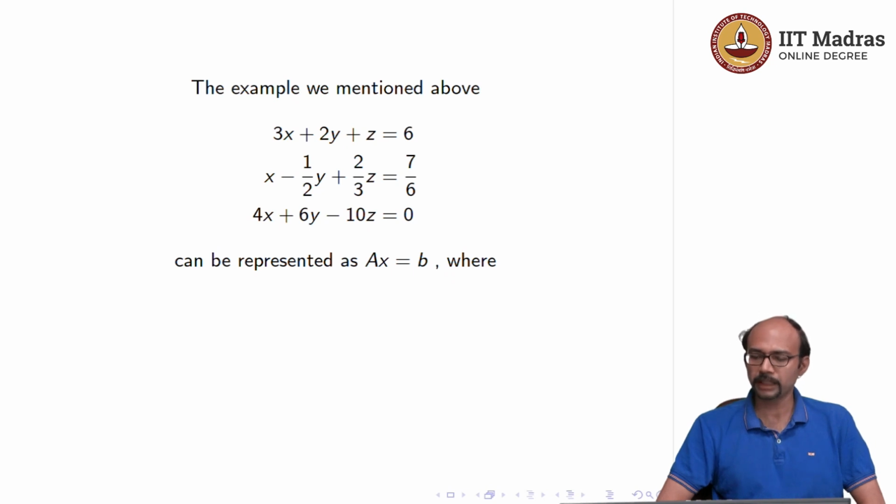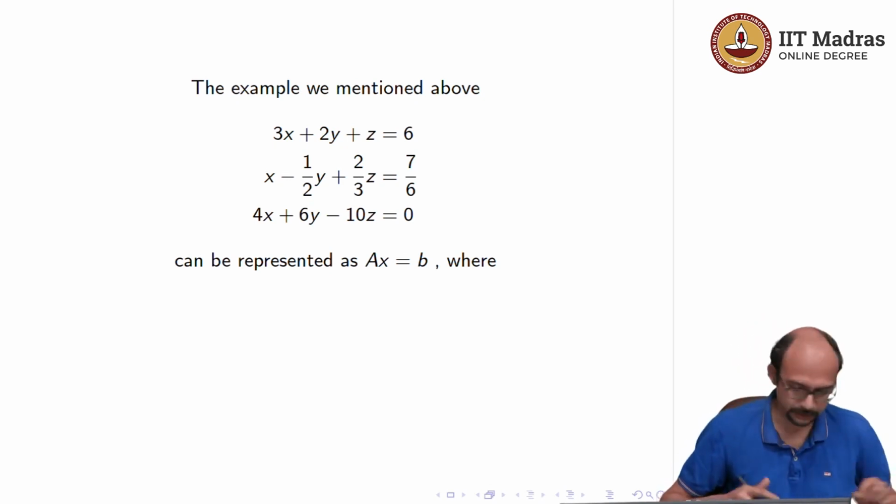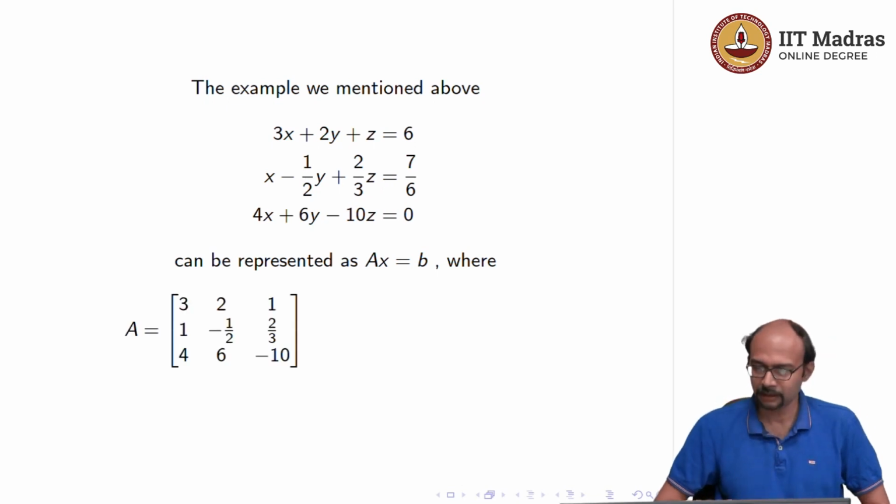So let's look at this example that we had before. 3x plus 2y plus z is 6, x minus half y plus 2/3 z is 7, 4x plus 6y minus 10z is 0. So how do we represent this in terms of matrices? This is the coefficient matrix. We collect together all the coefficients and put them in the correct places. The first row is 3, 2, 1. That's what occurs as the coefficients in the first equation. The second row is 1, minus half, 2/3. That's what occurs in the second equation. And the third row is 4, 6, minus 10. That's what occurs in the third equation.